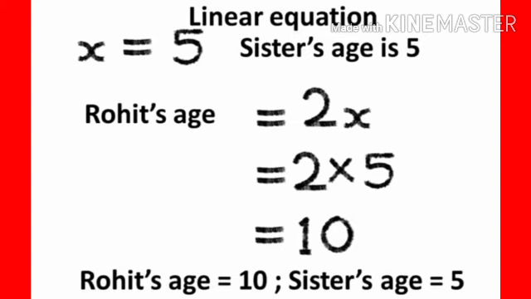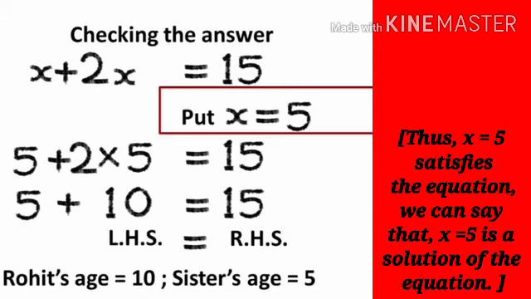What is Rohit's age? It is double of his sister's age, that is 2 times, twice of his sister's age, that is 2x. Now replace x by the given numerical value 5. We get 2 into 5, which is 10. Therefore, Rohit's age is equal to 10 and sister's age is equal to 5. Students, we can also check our answer by substituting x value in the equation. And if we get left hand side equal to right hand side, then our solution is correct.